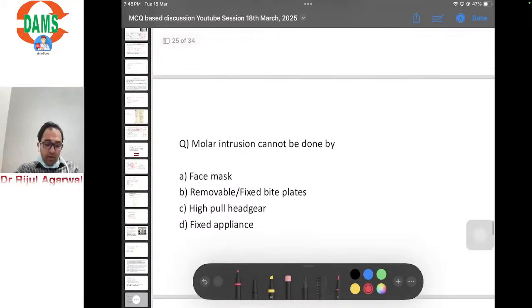And next question, a good question. Molar intrusion cannot be done by: face mask, removable functional appliances, high pull headgear, fixed appliance. Cannot be done. What will be the correct answer here?